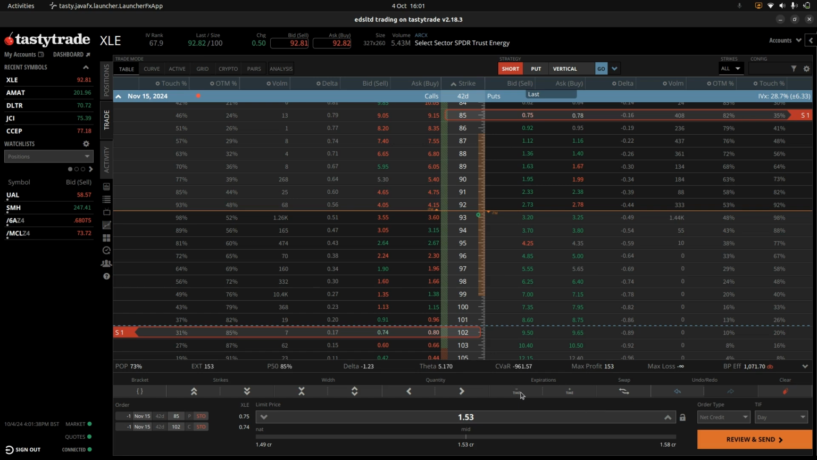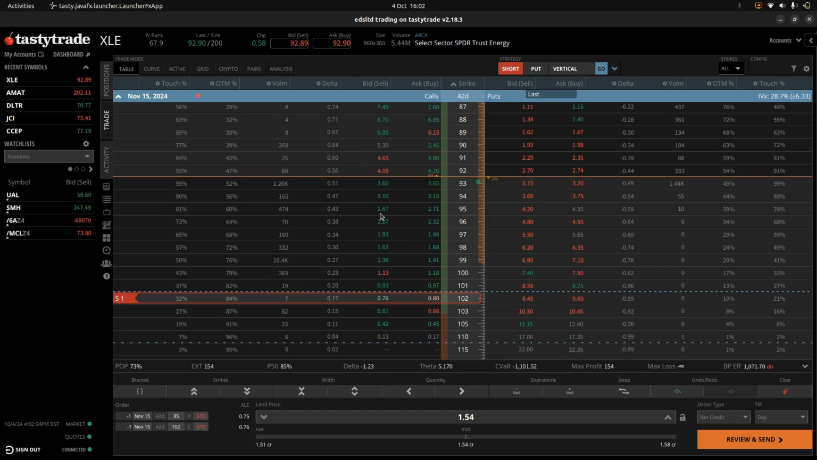Now, to open this position, our broker is going to require just under 1.1k in buying power, which isn't too bad. That does mean that we've got a return on capital of over 10%. It's an ETF, it's a naked position. This is a very nice return on capital for this trade.